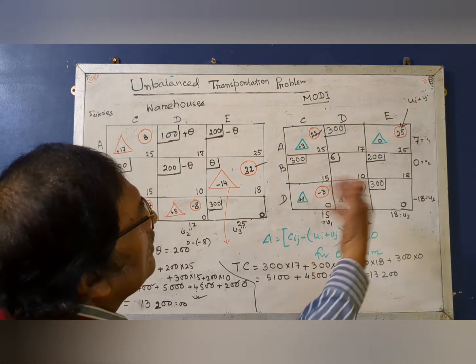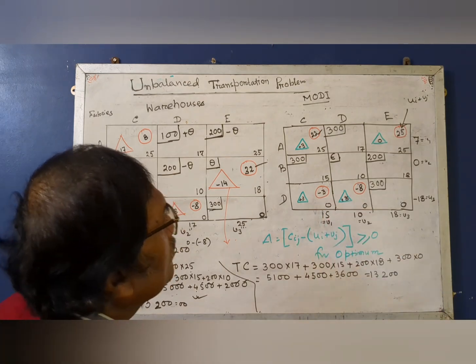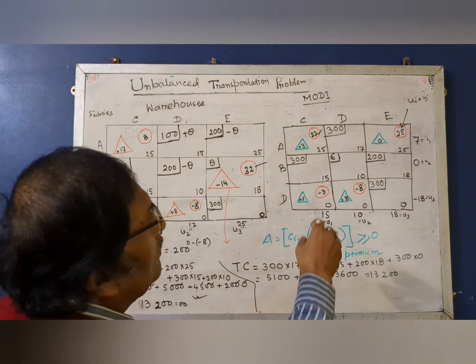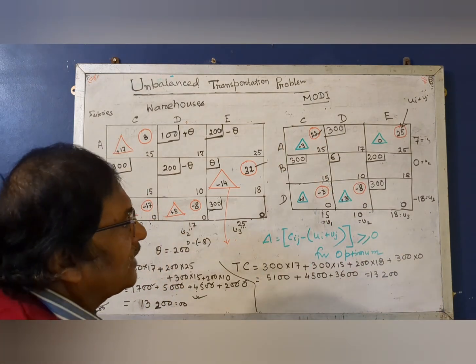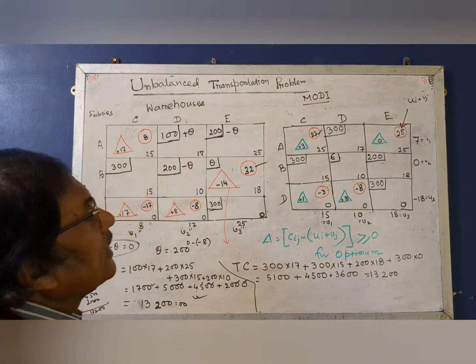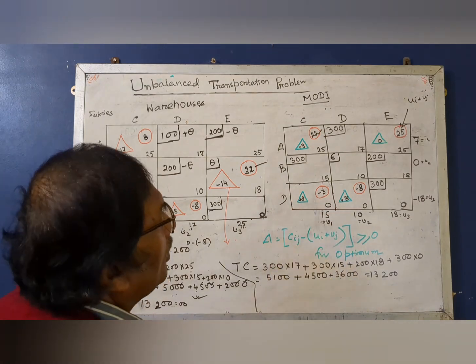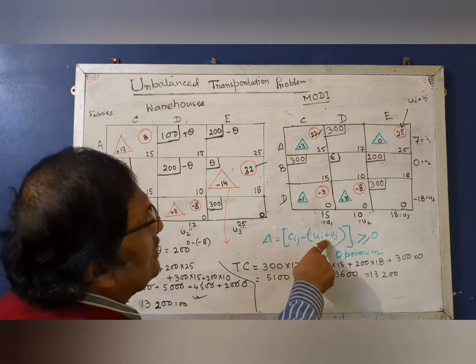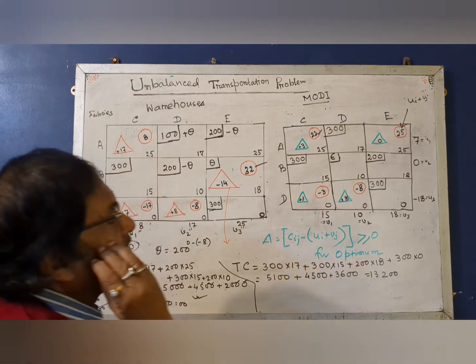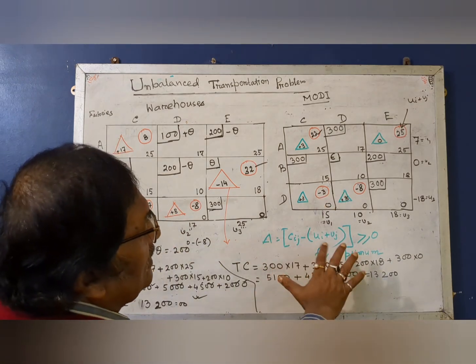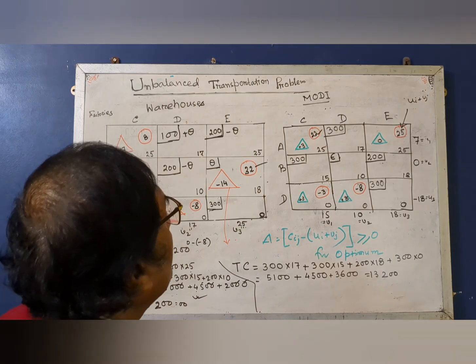In this, again, you will find the dual variables with the help of the basic allocations, considering the cost of those. And finally, you have to find the net evaluation values and check all the net evaluations. The formula is Cij minus (ui plus vj) for all non-basic cells, greater than or equal to 0. Then you can say this is the best. This is all about the optimization.